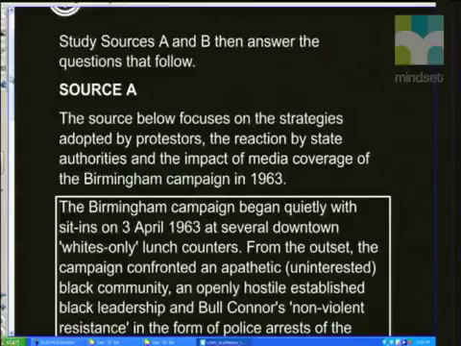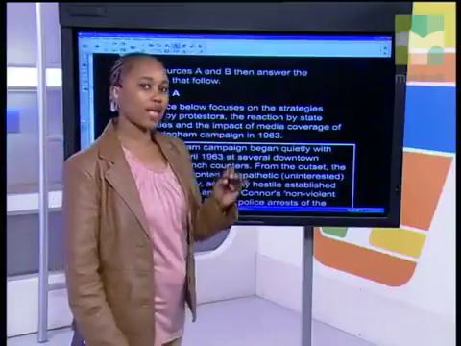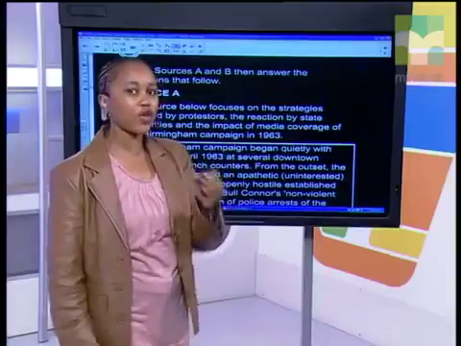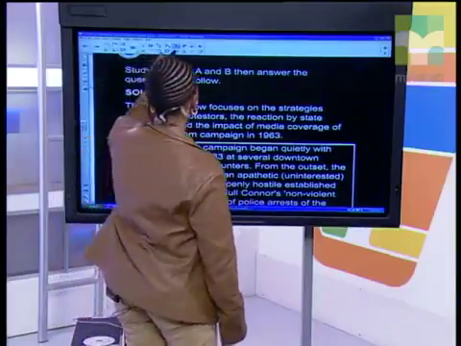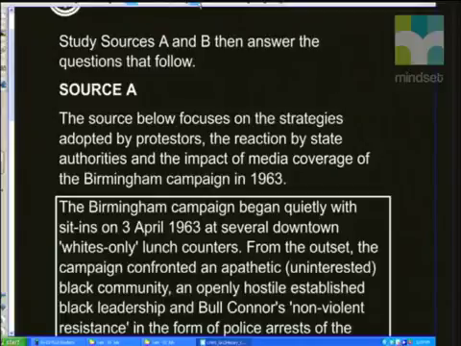And then it tells you what source A is. Source A, the source below focuses on the strategies adopted by protesters, the reaction by the state authorities, and the impact of media coverage of the Birmingham campaign of 1963. I'm just going to underline a few things because this caption is very, very important. It's going to help you answer the questions later on. So, we'll look at our caption again. It says it focuses on the strategies adopted by the protesters. In case you get a question asking you how the protesters protested against the government at the time, then you know that the source will have that information.